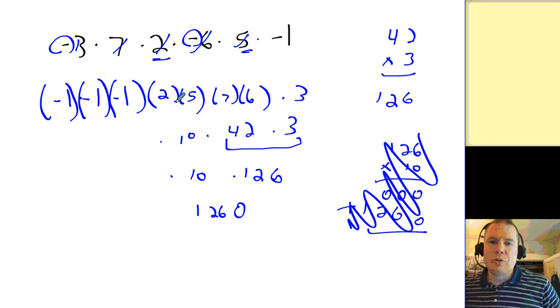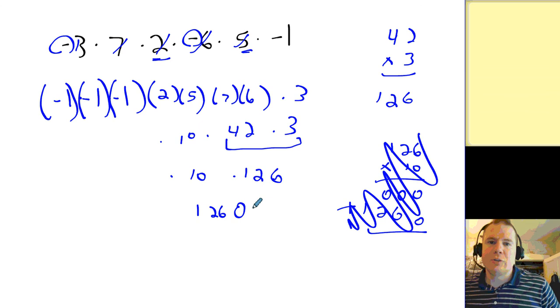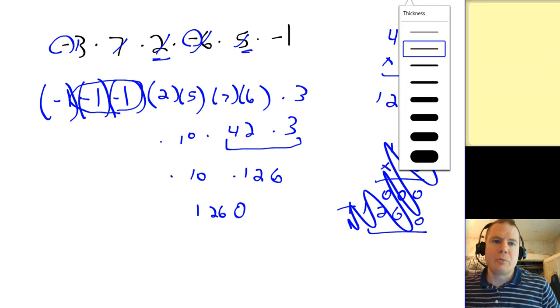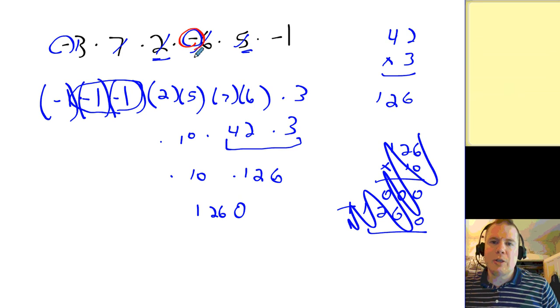So 2 times 5 times 7 times 6 times 3 is 1,260. But I had these two negatives here. Those two negatives together give me a positive. We'll change color here to make it easier to see. Those two negatives, the opposite of a negative is positive. Then I've got a third negative here. So the answer to this is negative 1,260.